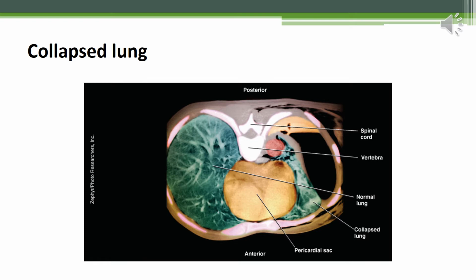So here's a picture of a collapsed lung over to your right. It's pretty obvious. And you can see that when these lungs deflate, they really, really deflate. And something's going to have to be done here to reinflate that lung.